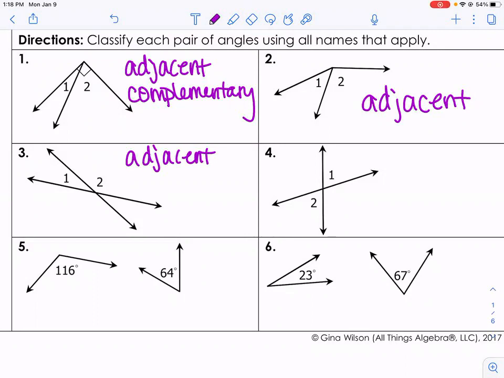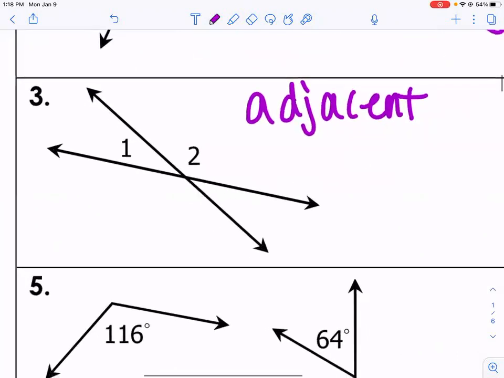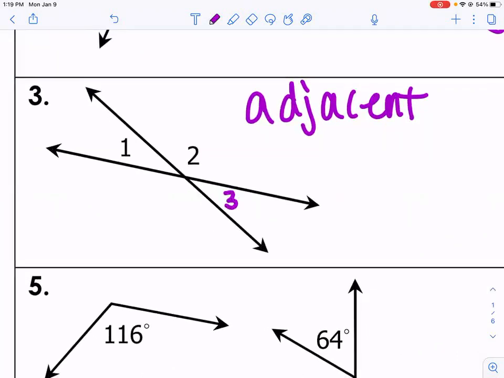Okay, so let's talk about this. Angle 1 and angle 3, I'm writing in angle 3. Angle 1 and 3 would be vertical from each other. Angles 2 and 4 would be vertical from each other. But since angles 1 and 2 share a side, they are adjacent. Do you see that? Okay. Now, Colin, what else is true?